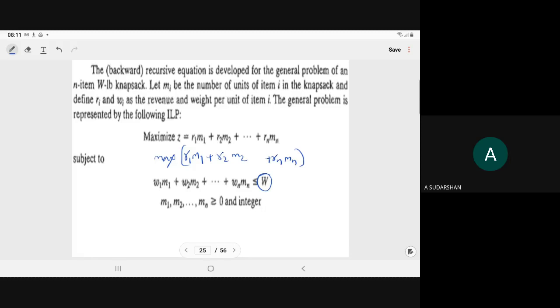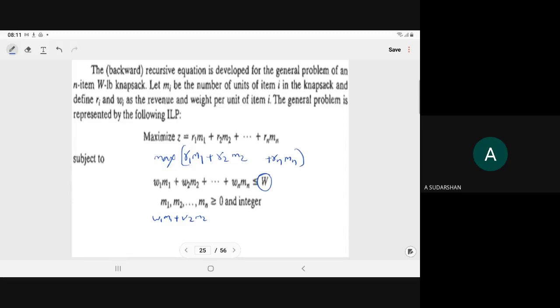Then what is W1? W1 is the unit weight of type 1. If you are carrying M1 items, the total weight due to item 1 will become W1 into M1. Similarly, W2 is the unit weight of item 2, and you are carrying a total of M2 items of type 2. So the total weight due to item 2 will become W2 M2. Similarly, Wn Mn will represent the total weight of item n.